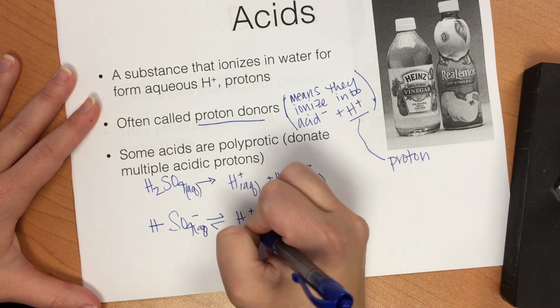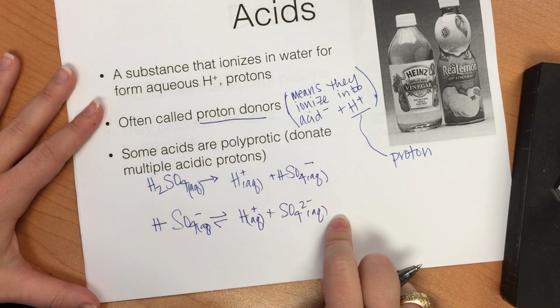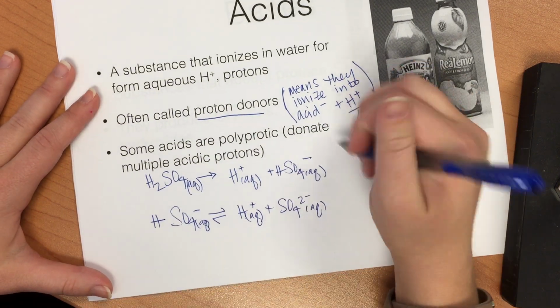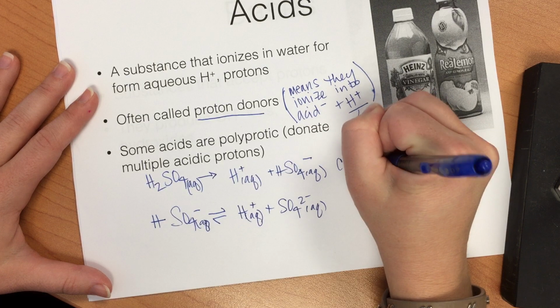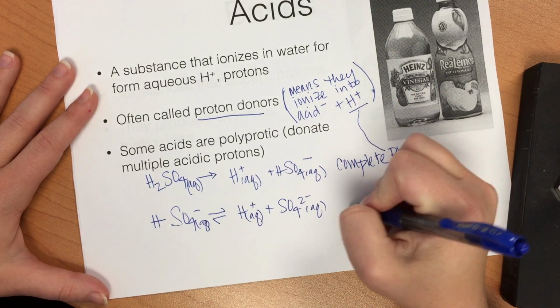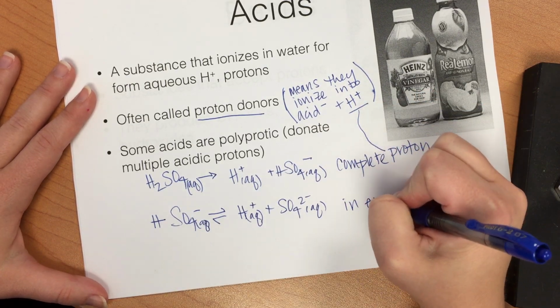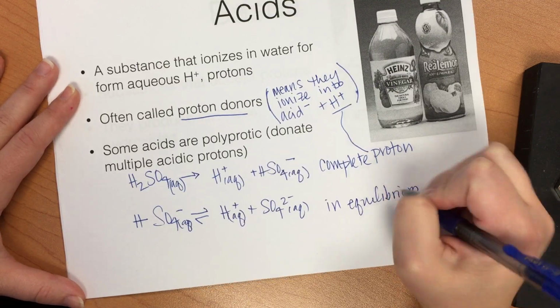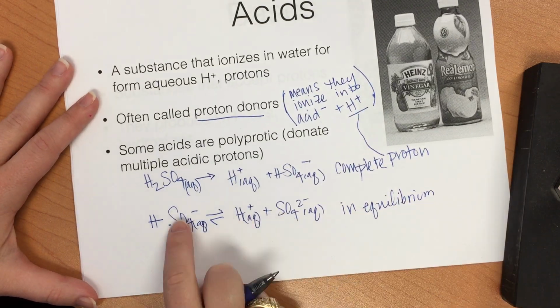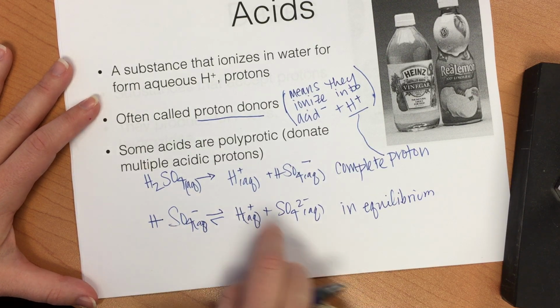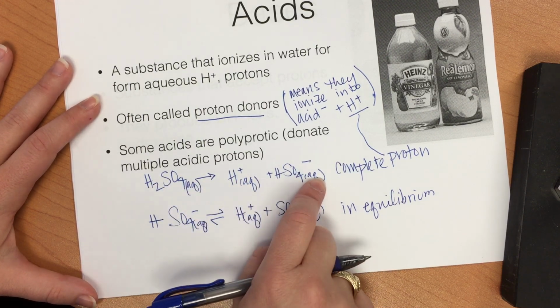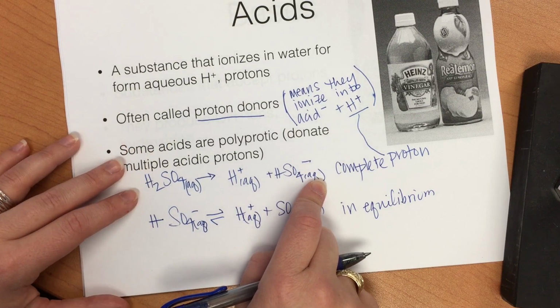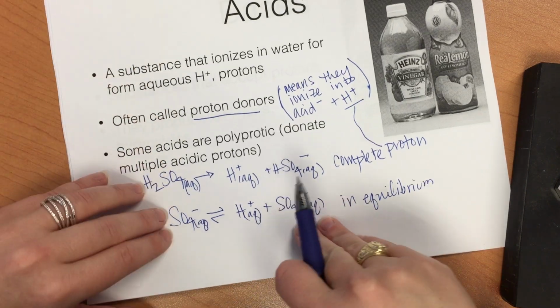And then the second acidic proton can come off in a second reaction. These are both aqueous. And so in this case, this is a complete ionization. This is in what's called equilibrium. Meaning in any given solution you have all three present, where in this case this direction means you've only got one. And so not all protons are acidic protons.